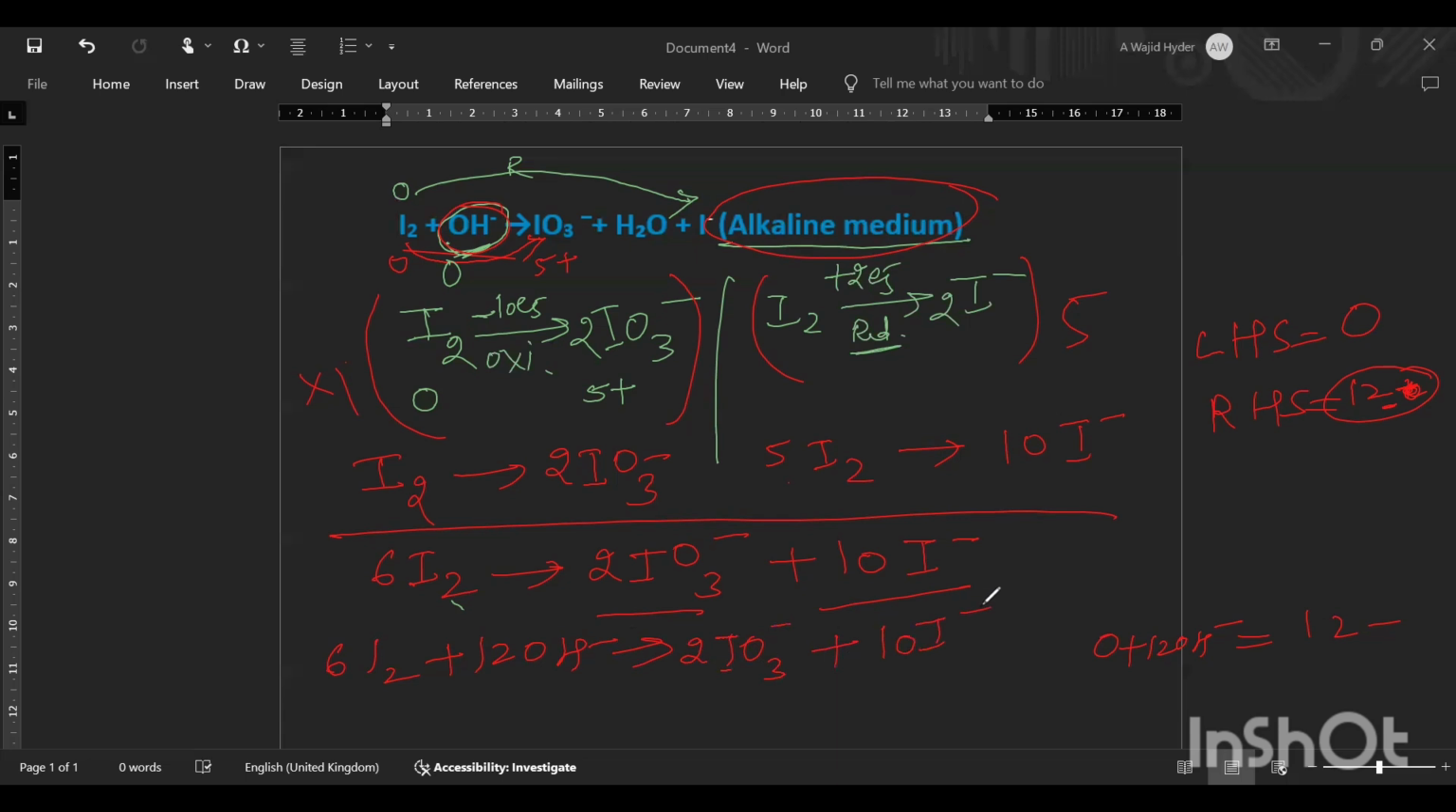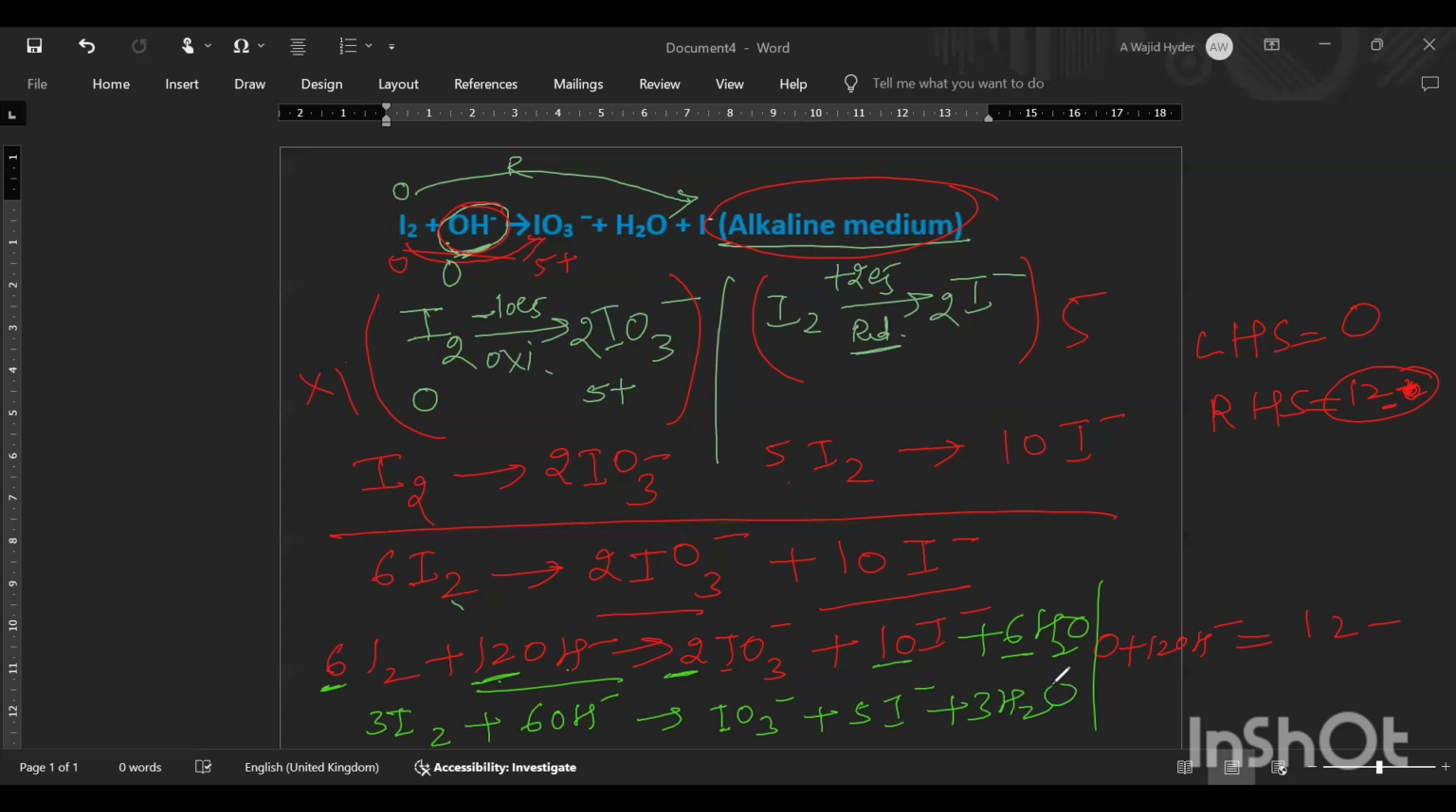Now see, you have added 12OH- on the left-hand side. Half of this, 6H2O, will be written on the right-hand side. Here too, the stoichiometric coefficients have the common factor 2, so divide all these numbers by 2. What you will get is 3I2 + 6OH- will give you IO3- + 5I- + 3H2O. In this way, this reaction is valid.